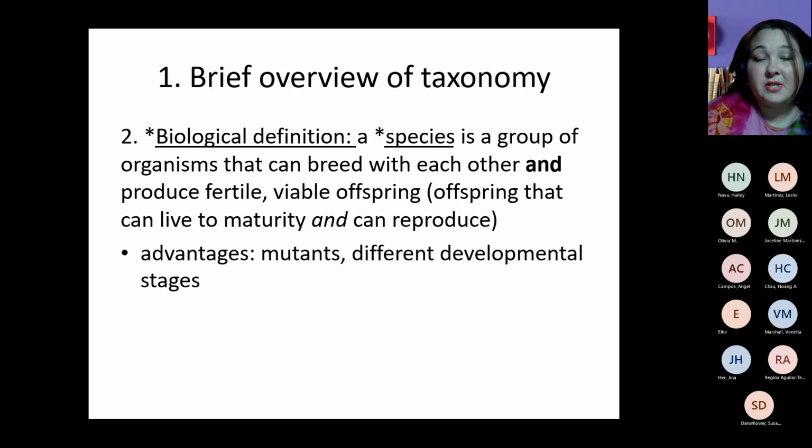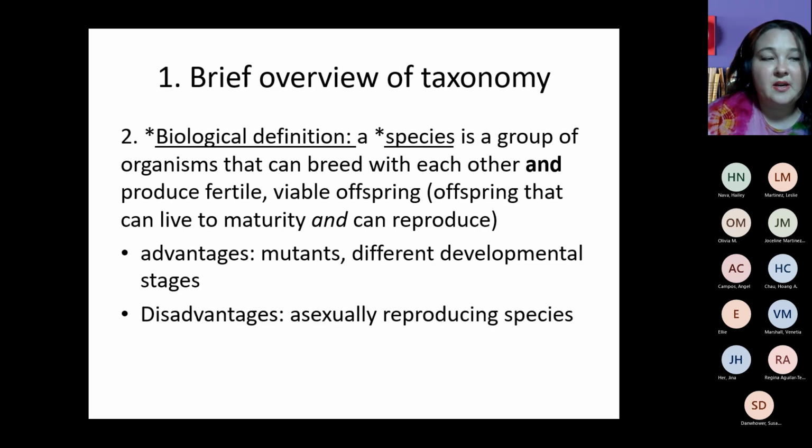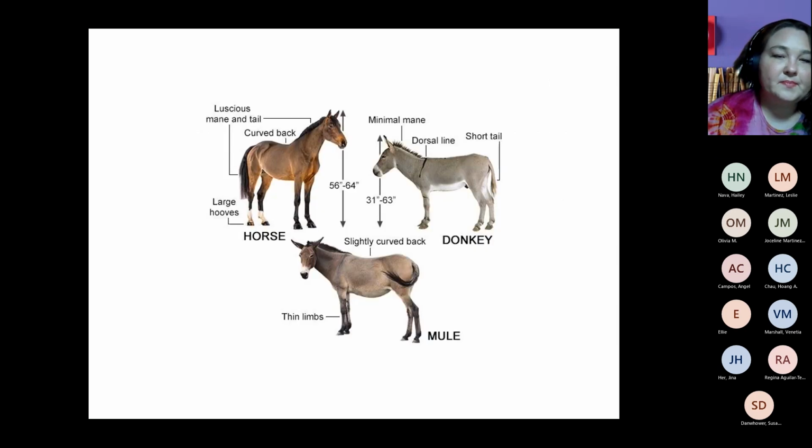If you find something that has a mutation, is it the same species as something else? If you mate them and they are able to produce viable, fertile offspring, then yes, they are the same species. Also, this is good for organisms with different developmental stages, but we cannot use it for fossils, extinct species, or asexually reproducing species. That would be species that reproduce on their own without having sex.